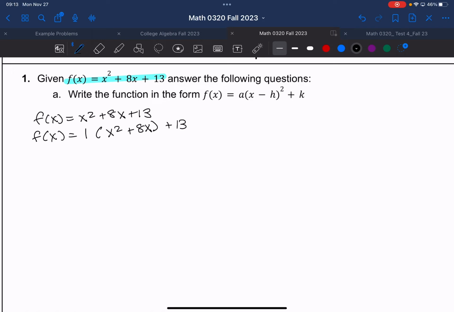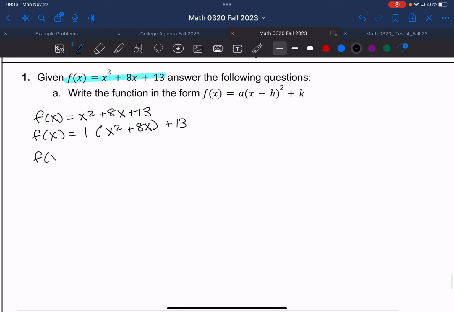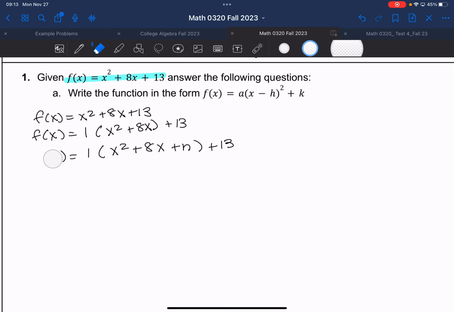Okay. From here, I need to find my n value. So f of x is equal to 1 parentheses x squared plus 8x plus n, and then plus 13. I forgot this part in the beginning. So remember, if I add n to one side, I need to add it to the other side. So f of x plus n.